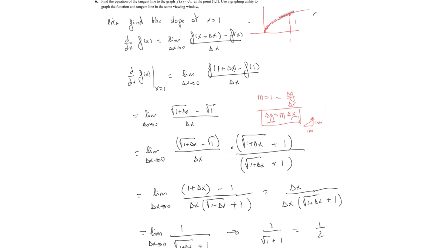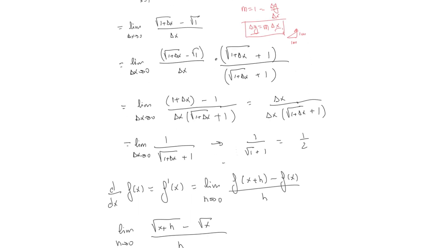Here I multiply by the conjugate of the numerator. I do the algebra and I obtain this expression. It's short, it's not so long. Now delta x cancels with delta x. And when delta x approaches 0, this term approaches the square root of 1. So it will be the square root of 1 plus 1, which is 2. So the slope will be 1/2.